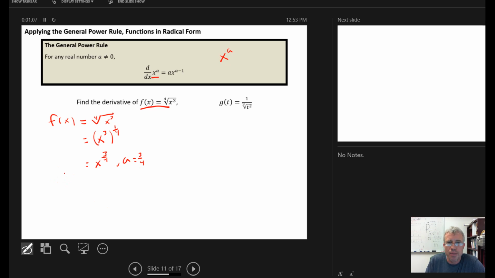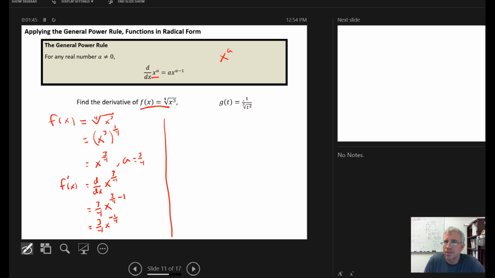So now I can apply the power rule. The power rule says that if I want the derivative f prime of x, I just need to take d dx of my function x to the a. And to take that derivative, I bring the exponent down into the coefficient position on the x, and I decrease the exponent by 1, which is going to give me 3/4 x to the 3/4 minus 1, which is just negative 1/4.